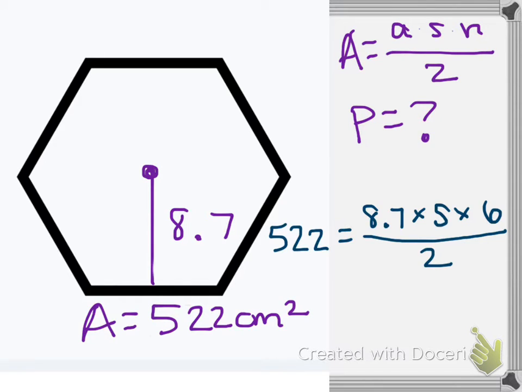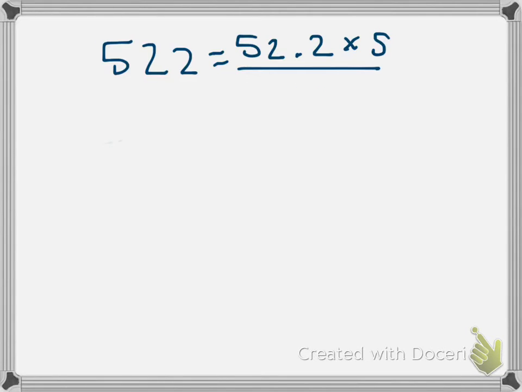So the next step is to start simplifying. The only thing that I can simplify right now is the 8.7 times 6 on the right side of the equation. So when we take 8.7 times 6, we get 52.2. So now my equation should say 522 equals 52.2 times S divided by 2. Okay, I'm going to transfer that to the next page. So we have 522 equals 52.2 times S divided by 2.